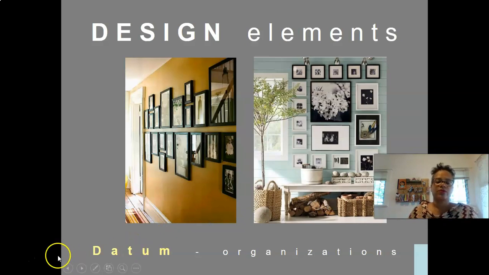So this is a really clean example of a datum, right? It's happening right down the center. And even though the pictures on top are not straight and aligned, I can see that this is what they are organized on the center line. So here could be a square that's happening, and the images are organized around that square.